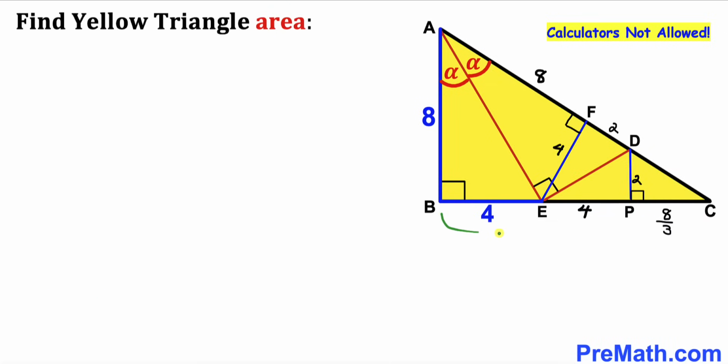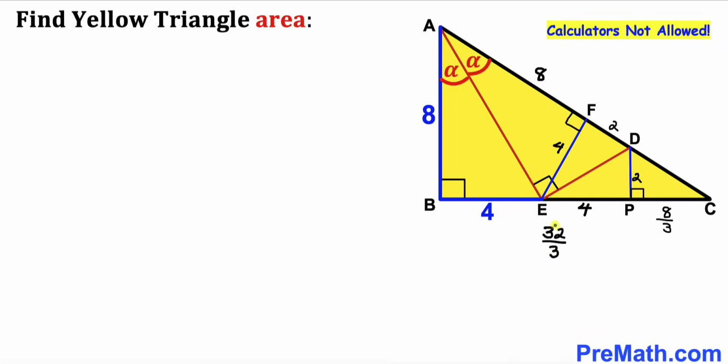So therefore our whole side length BC is going to be 4 plus 8 divided by 3. So therefore let me write down 4 plus 8 divided by 3. If we add all these numbers, this turns out to be equal to 32 divided by 3 units. So thus our BC length turns out to be 32 divided by 3. And here's our final step. Let's go ahead and calculate the area of this yellow triangle.